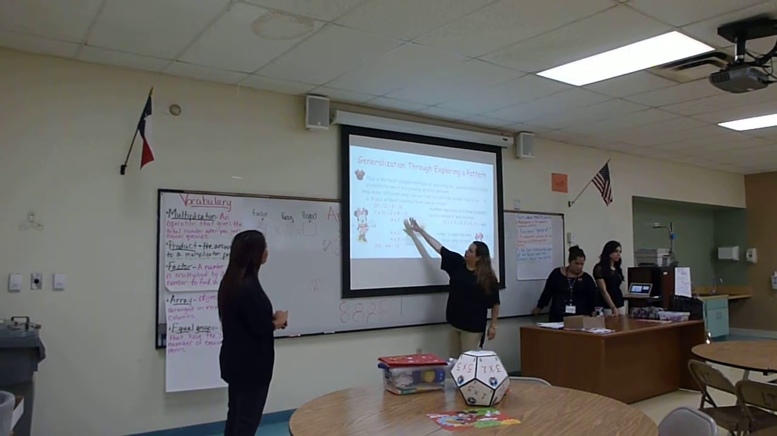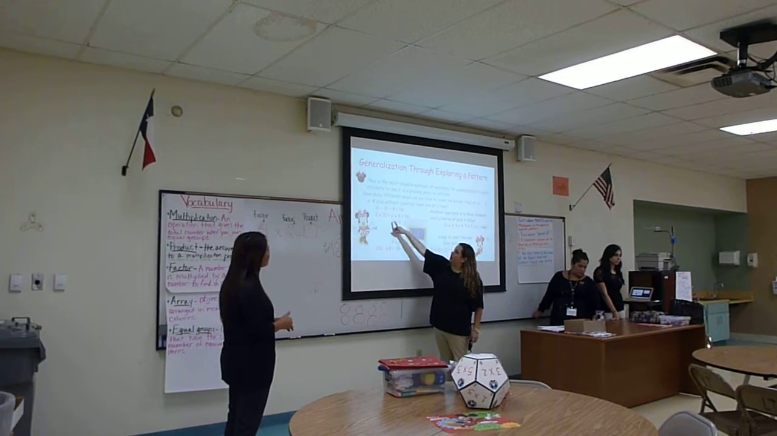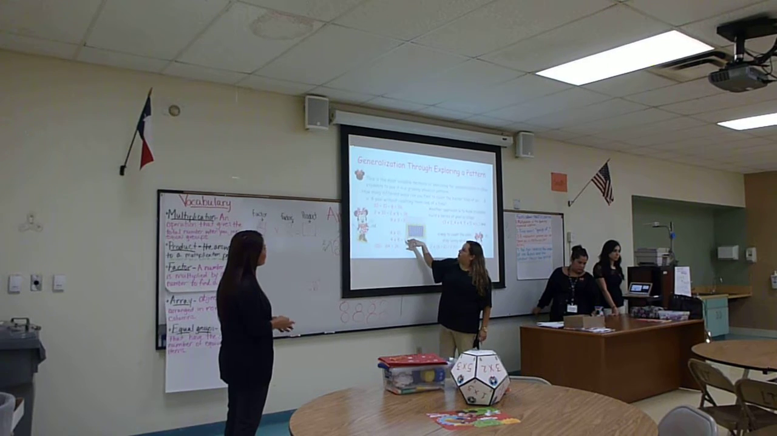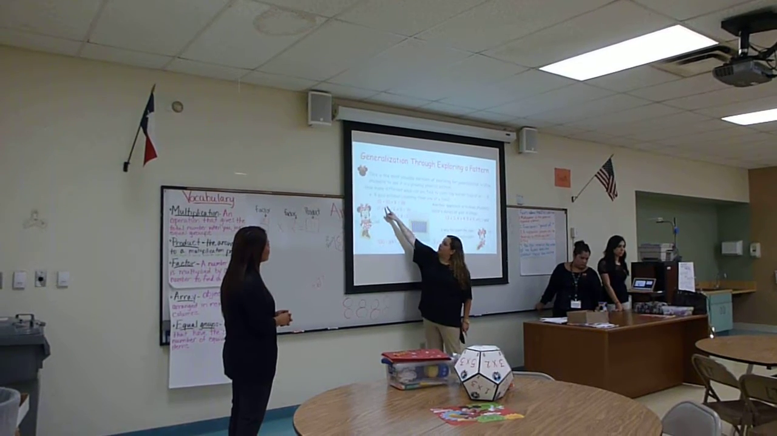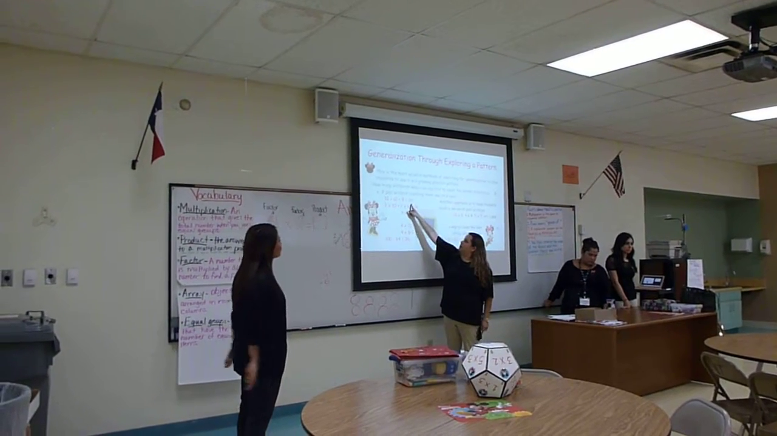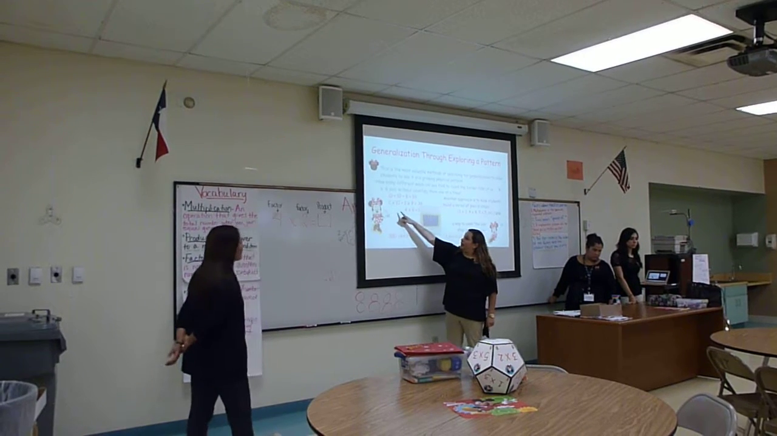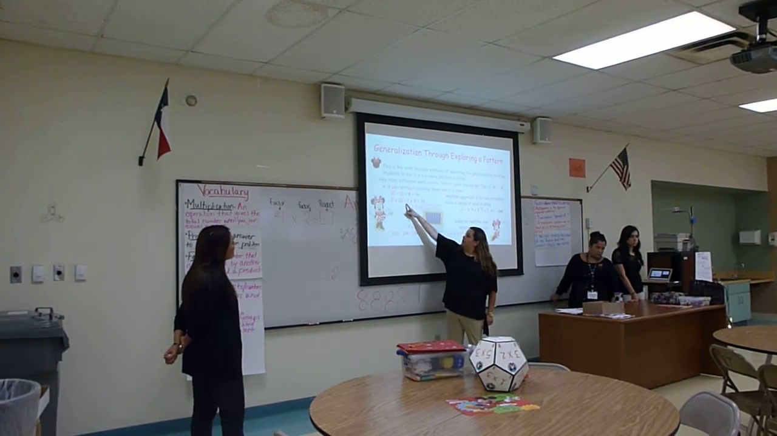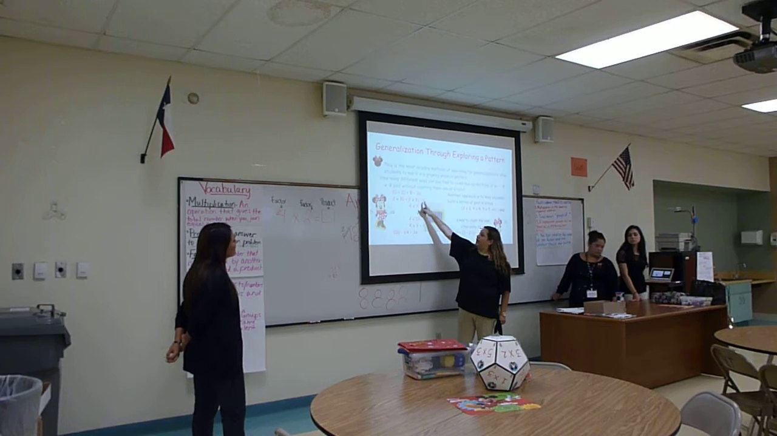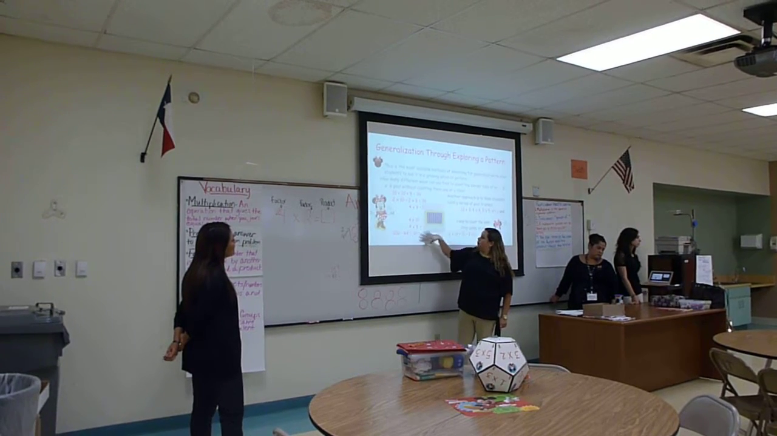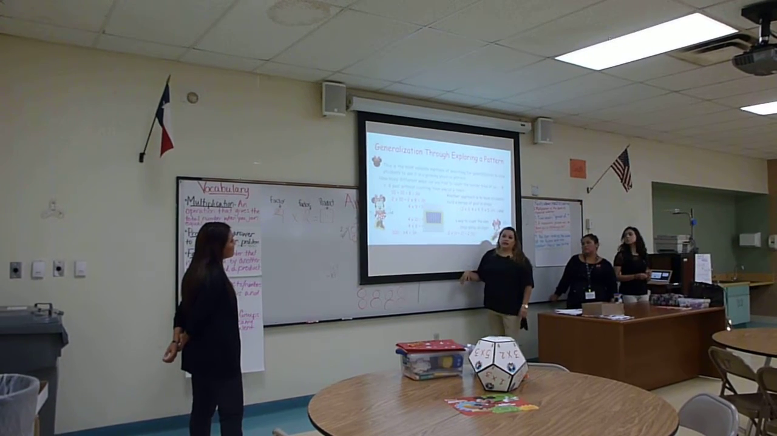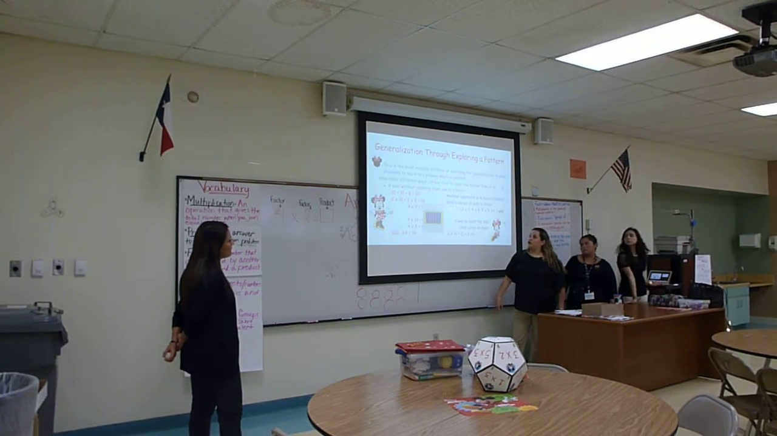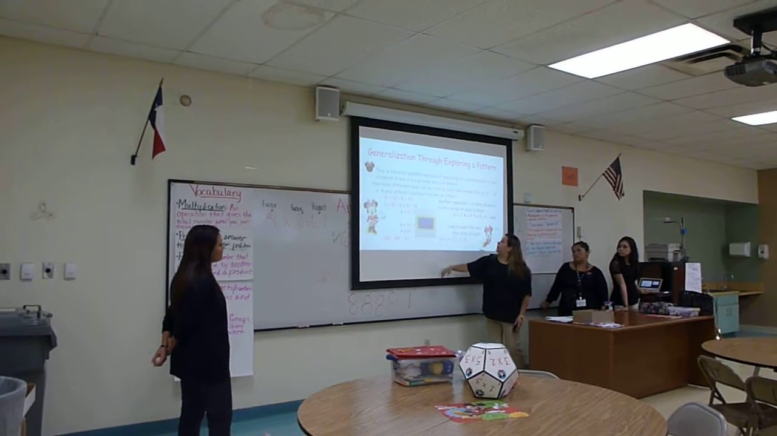So these are examples of how students can solve this problem. For example, 10 plus 10 plus 8 plus 8 is equal to 36. And another way is 2 times 10 plus 2 times 8 equals 36. So there are many different ways that the students can use to find the same answer.